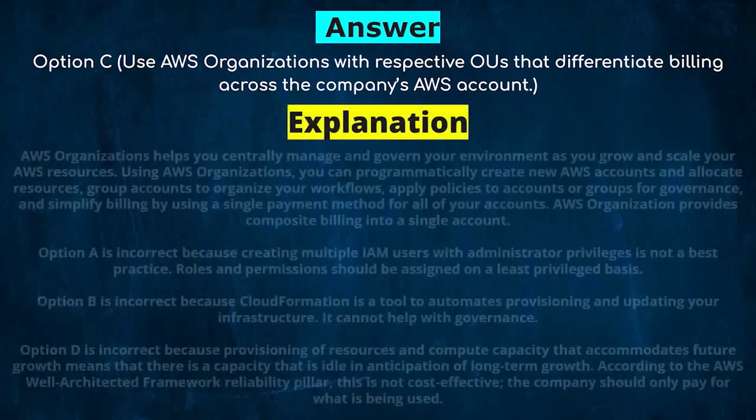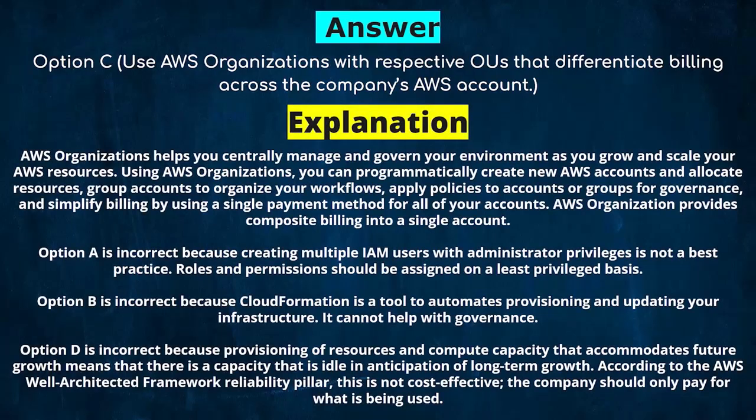Explanation. AWS Organizations helps you centrally manage and govern your environment as you grow and scale your AWS resources. Using AWS Organizations, you can programmatically create new AWS accounts and allocate resources, group accounts to organize your workflows, apply policies to accounts or groups for governance, and simplify billing by using a single payment method for all of your accounts. AWS Organizations provides consolidated billing into a single account.